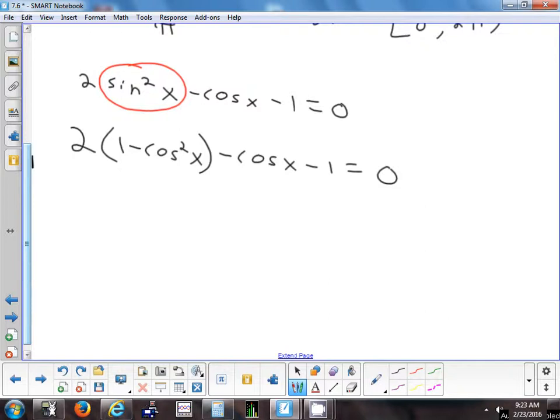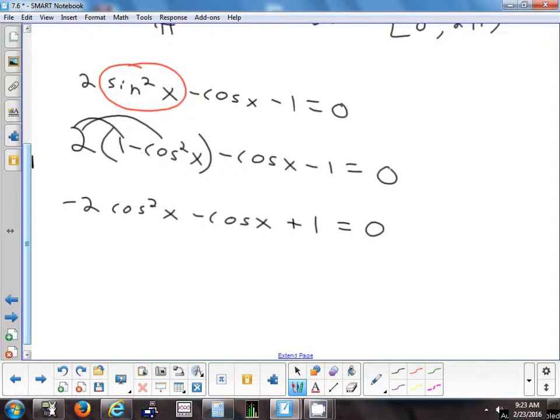Okay, I'm going to distribute and combine like terms all at once. So I'm going to do -2 cosine squared x minus cosine x. 2 times 1 is 2. 2 take away 1, 1. Okay, so 2 times 1 is 2. Minus 1 is 1. Okay. Any question on this one?